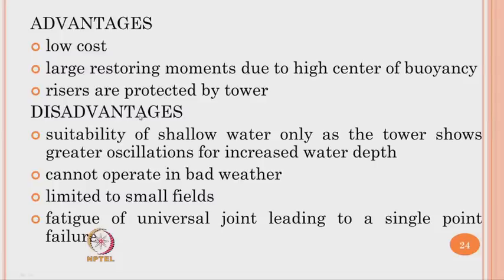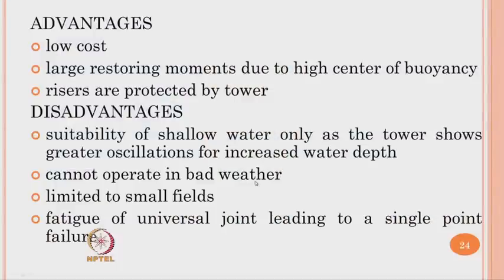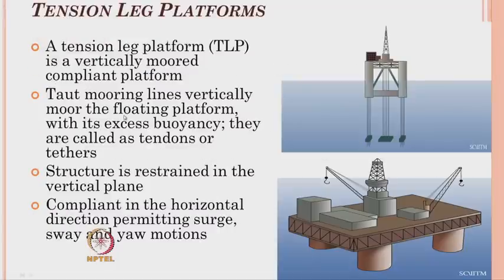The demerits are that these platforms are suitable only for shallow water, as the tower shows greater oscillation at higher water depths. It cannot operate in bad weather, and it is limited to only small fields. Fatigue of the universal joint leads to a single point failure, which can be considered one of the important demerits of this structural design.